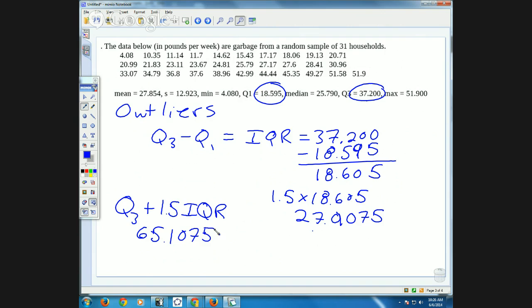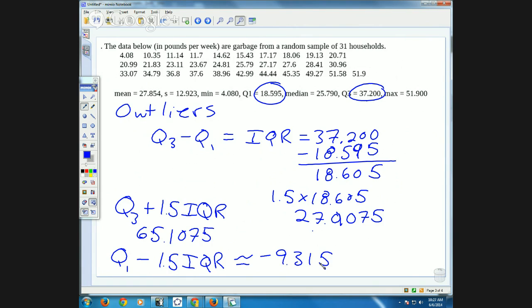And then we want to take Q1 and do what? We want to go to the left. I'll draw a picture of what this means in a sec. Q1 minus 1.5 times the IQR, and that's about negative 9.315-ish. Okay, so if there's anything outside of that range, it's an outlier. Do we have anything below negative 9? I have no idea what it means to have negative garbage. What would that mean? You're eating it? I don't know. We'll come back to that later. Is there anything above 65? Then there are no outliers according to the box and whisker plot.